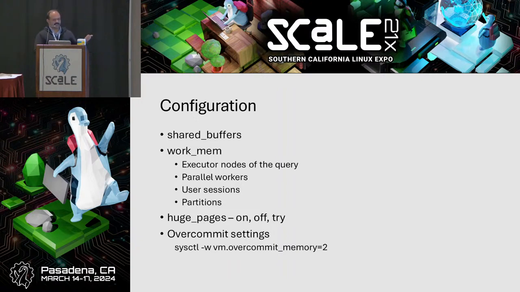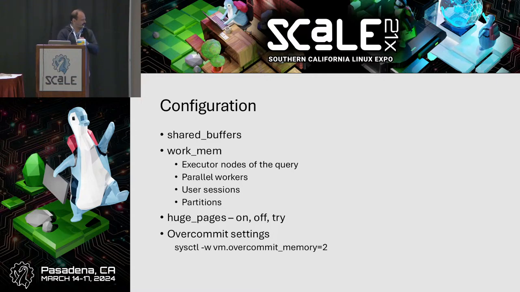Huge pages is yet another thing. There is on, off, and try. On, off is what is obvious. Try means it will try to allocate if there are huge pages available. If not, it'll move on and try to do the regular allocation. The important thing to remember is that huge pages might need to be reserved in advance, and that will help you make sure that by the time Postgres comes up, it gets access to the huge pages by default.